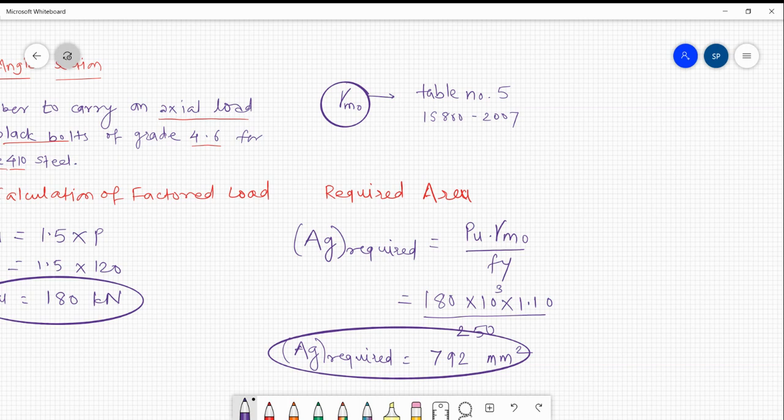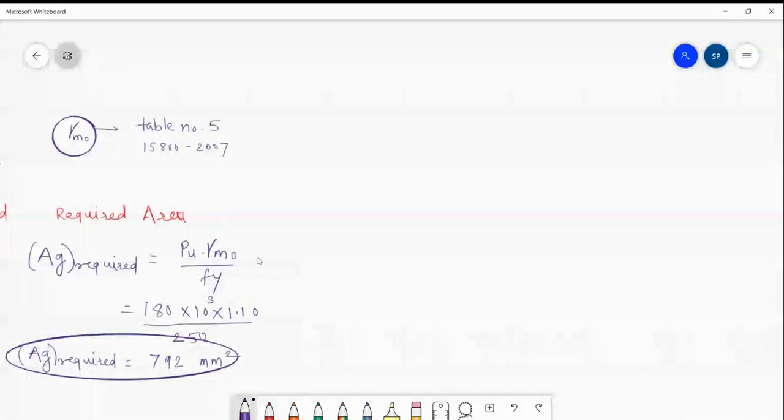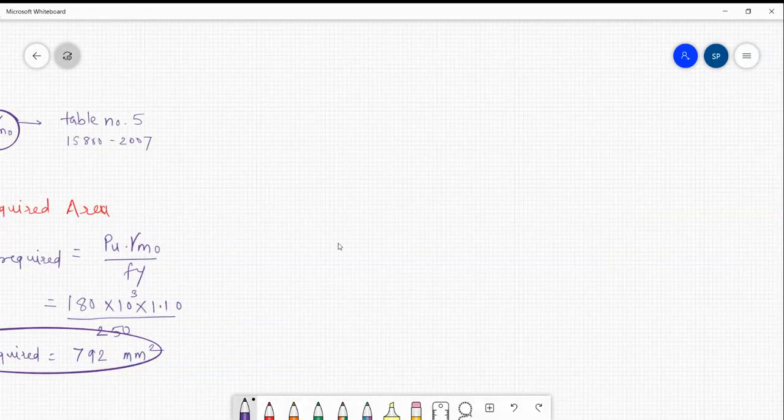792 mm square. This is the value of area required. Now move on to the next step. If you recollect the steps, once you get the area required, next we have to start with selection of trial section. Because load is known to us, from the known value of load we have calculated AG required. Now we have to go for selection of trial section.